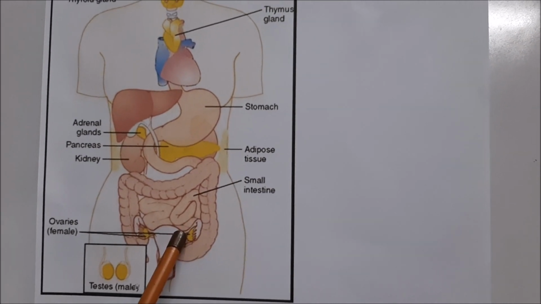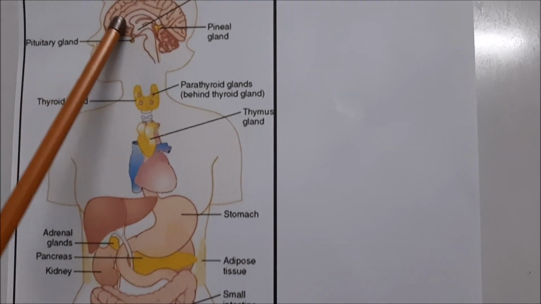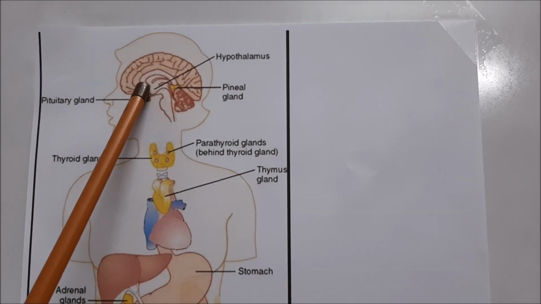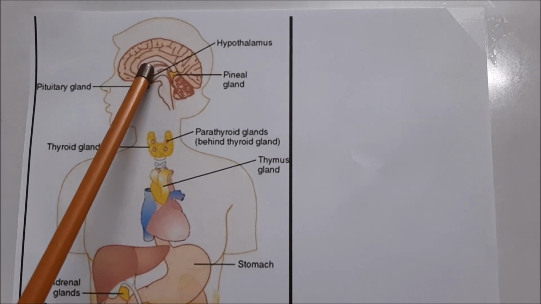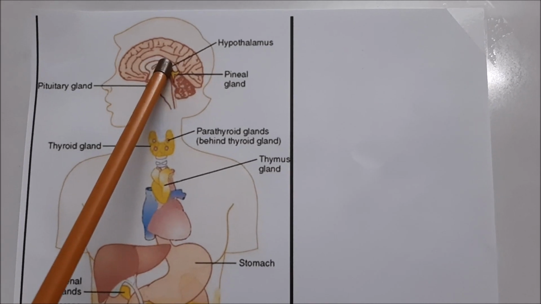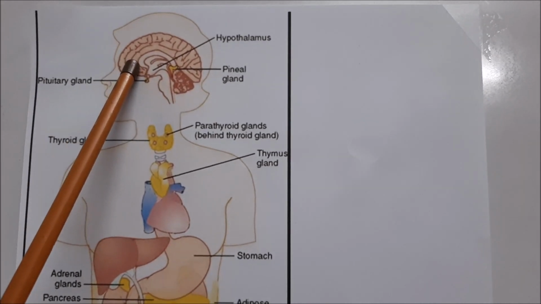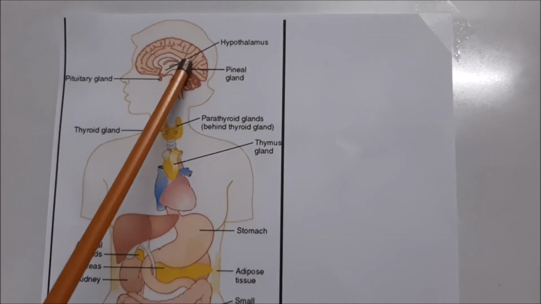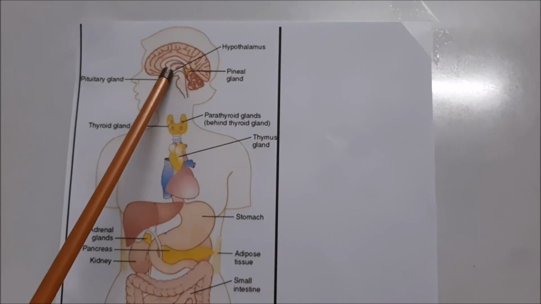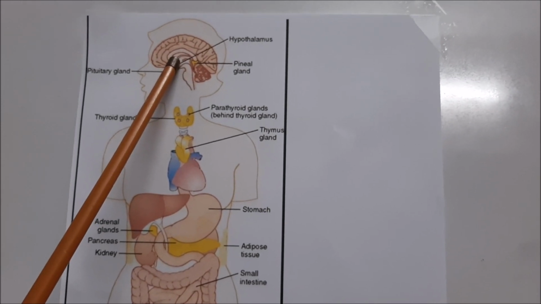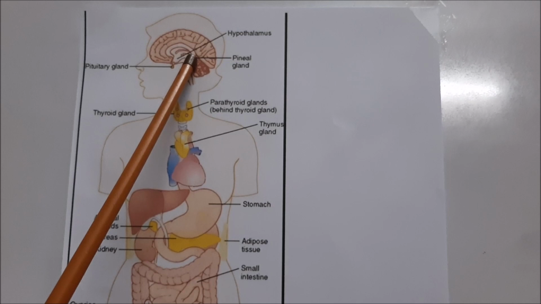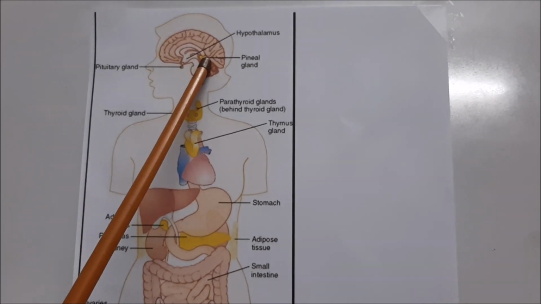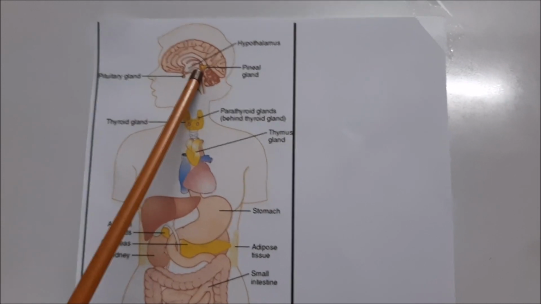Now you see the hypothalamus. I will discuss the hormones that are released from the hypothalamus, their chemical structures and their functions. Hypothalamus releases 4 releasing hormones and 2 inhibitory hormones. The 4 releasing hormones are growth hormone releasing hormone, gonadotropin releasing hormone, corticotropin releasing hormone, and thyrotropin releasing hormone.